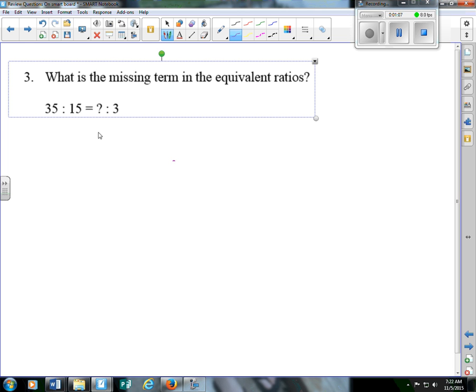What is the missing term in the equivalent ratios? So what are you doing to 15 to make it 3? We're dividing by 5. Dividing by 5. Therefore, the missing ratio equals 7.